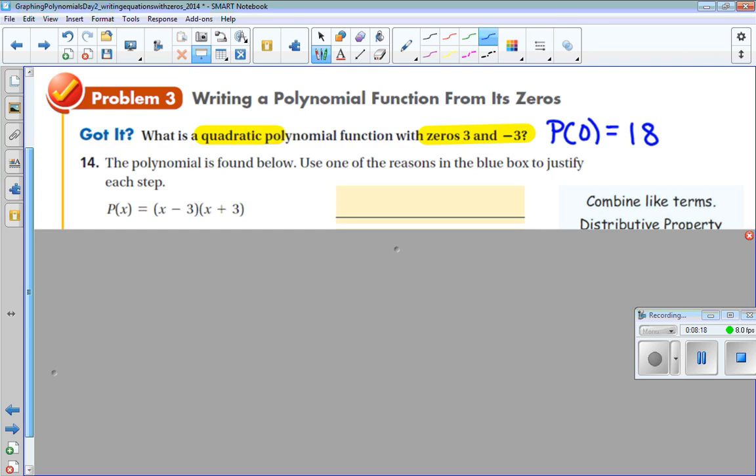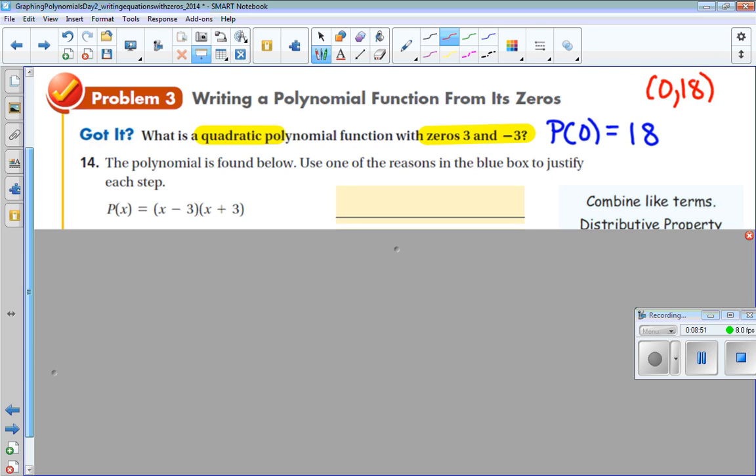What does that mean, p of 0 equals 18? What is that? What is that information? It's not a 0. It's a point that's on the graph. What point is it? What are the coordinates of the point? My input is a 0 and my output is 18. So what point is this that's on the graph? 0, 18. So isn't that just the y-intercept? Do you agree? The y-intercept?